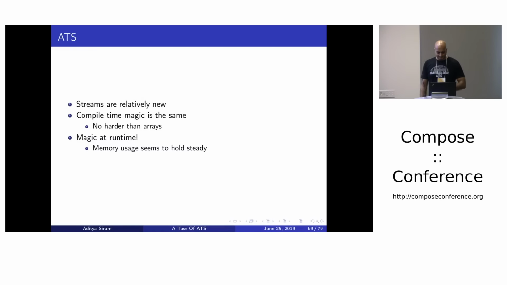So sort of the last thing I wanted to show you is streams. ATS streams are a relatively new thing. And this actually does have runtime and compile time optimization magic in it. But the compile time magic is the same. It's no harder than arrays. You still use the same refinement types and things like that. Nothing new has really been added. But there's a bunch of magic at runtime. The memory usage seems to hold steady. I'm not exactly sure what it does. I think it compiles down to a network of gotos or something like that. But that's pretty much it.